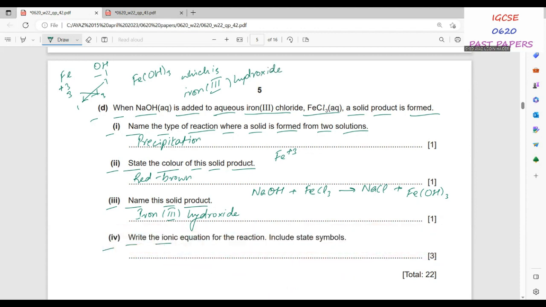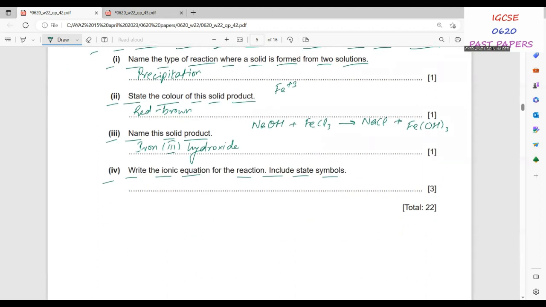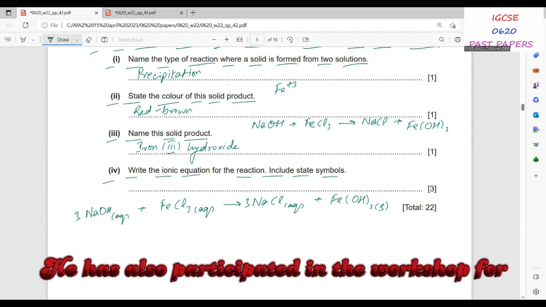Number 4, write the ionic equation for the reaction. Include state symbols. The equation will be this: NaOH aqueous plus FeCl3 aqueous gives NaCl again aqueous plus Fe(OH) whole thrice solid. This is the solid product produced. First, balance the equation. In order to balance OH negative, we have to put 3 before NaOH and also 3 before NaCl. The equation is balanced.